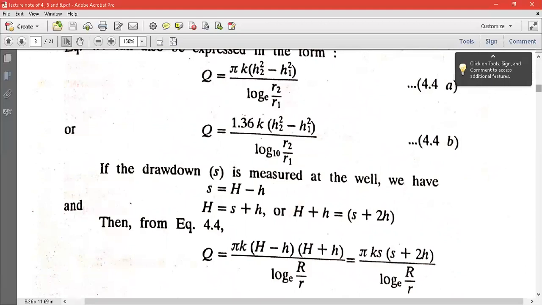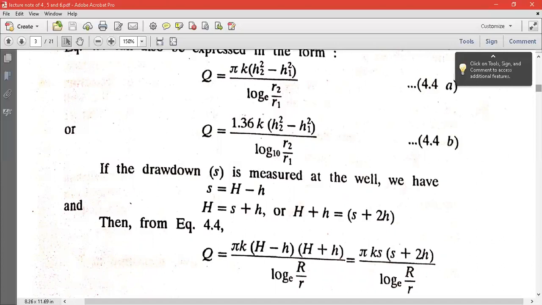Now, what is small h? If you see the figure, capital H minus small h is the drawdown, that is s, that you have seen in the figure. That means instead of capital H, we can write small h plus s. Similarly, capital H plus small h equal to s plus 2h. These two terms we have found out to apply in the formula.